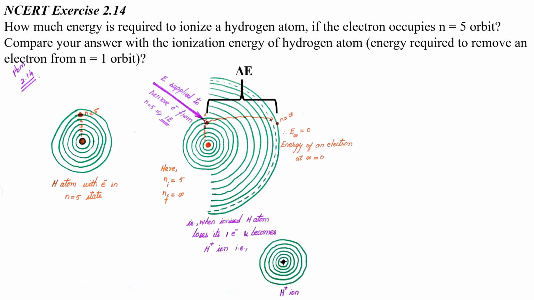Now, what do you mean by ionizing this hydrogen atom? It means removing this single electron from the hydrogen atom. If you remove that single electron from the hydrogen atom, it becomes a hydrogen ion, or H plus ion. And you have to supply some amount of energy in order to remove this electron from an orbit of the hydrogen atom. Clear? And that is what you are asked to calculate in the first sentence of the question.